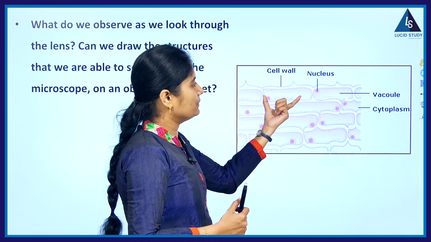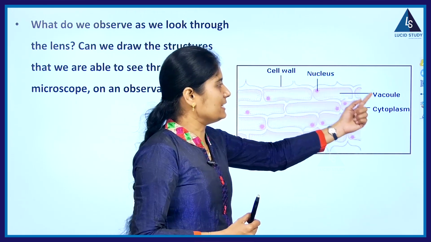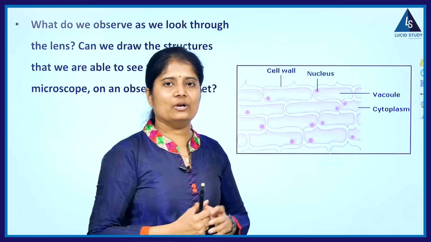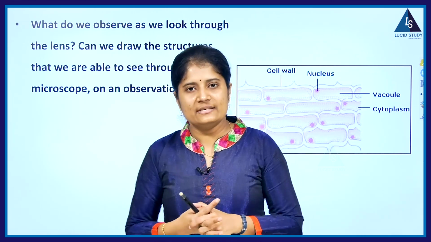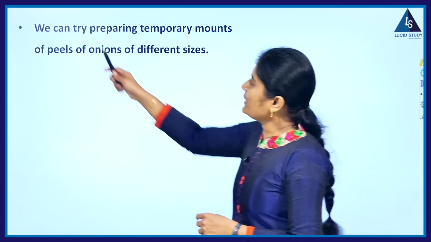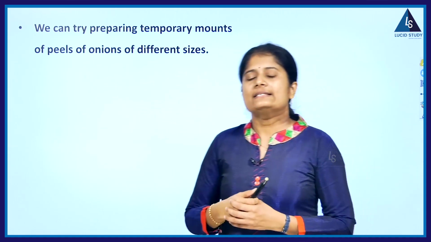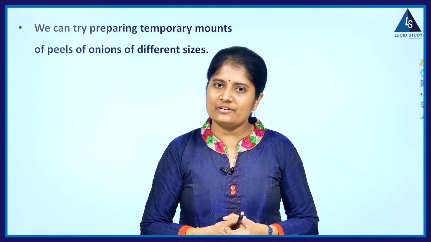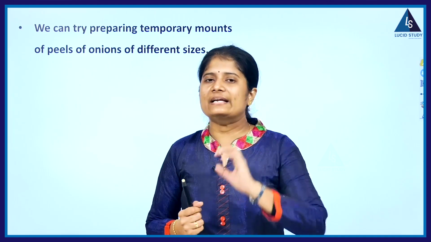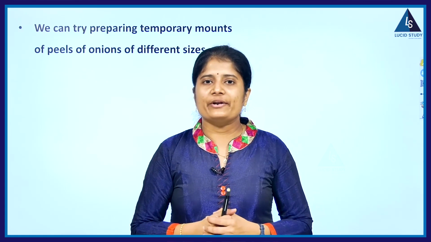Individually, if you take each cell, you can see the presence of the cell wall, the inner nucleus and cytoplasm, as well as a vacuole. All these play an important role in the structure of the cell. We can try preparing temporary mounts of peels of onions of different sizes. By choosing it in one format, we can prepare all the different sizes of onion peel cells, so that you can easily identify the structure or shape of a particular onion peel cell.